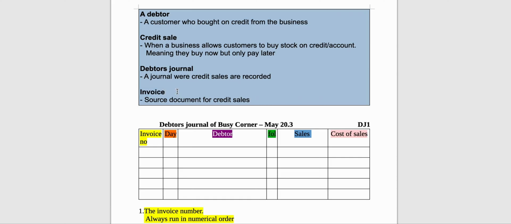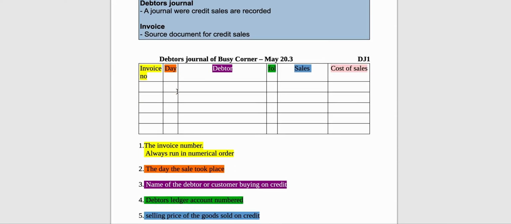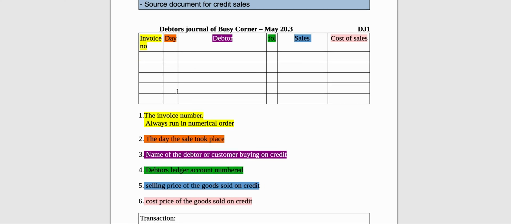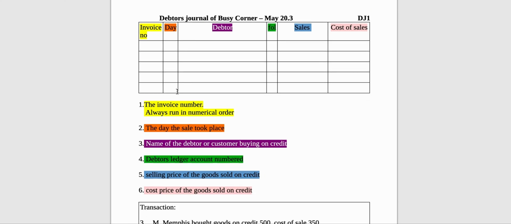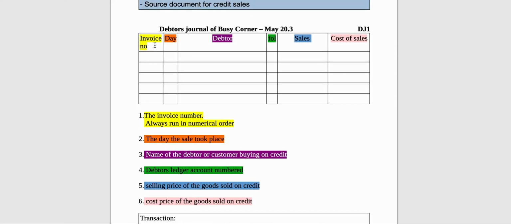Okay. So now let us get into our debtors journal, the understanding of the journal itself and knowing what goes into each column. Okay. So the first column here is an invoice. So the explanation of each table is down here. So you match the colors. The first column is invoice number. So what goes into the invoice number here is the explanation. So the invoice number goes into the first column and it always runs in numerical order. Does it make sense?